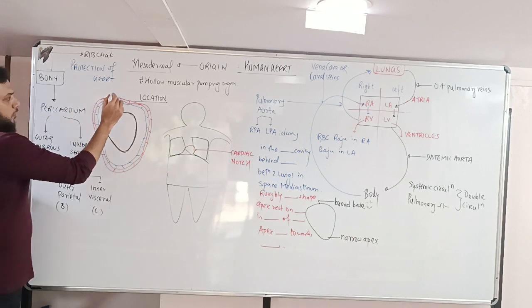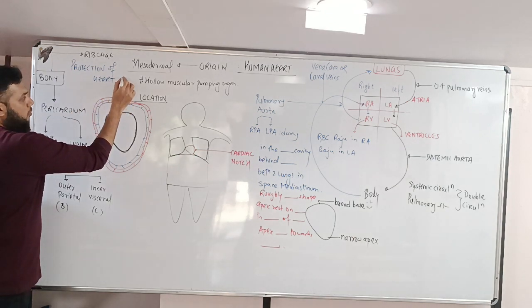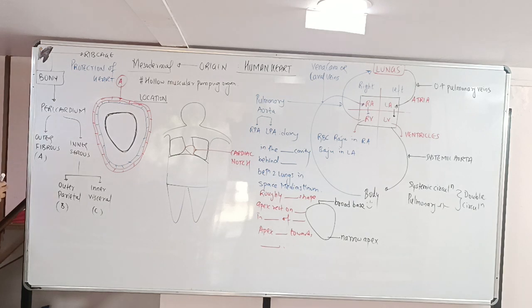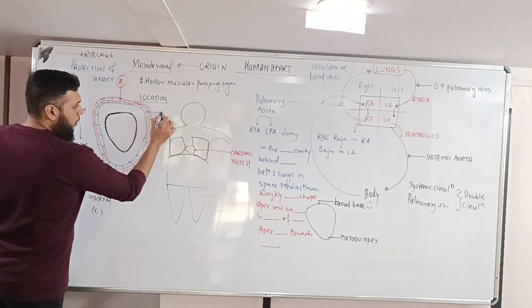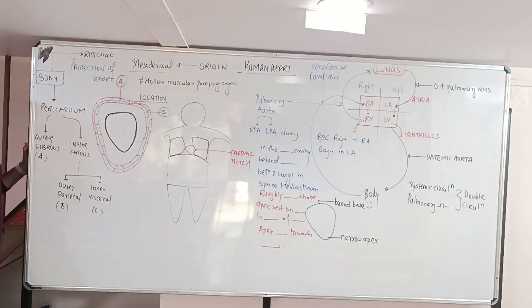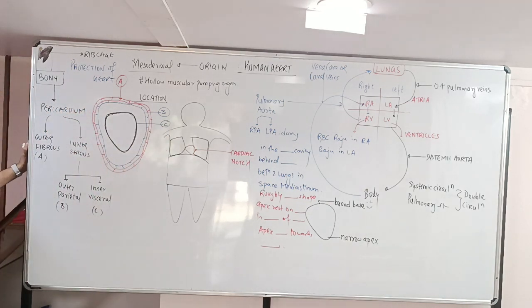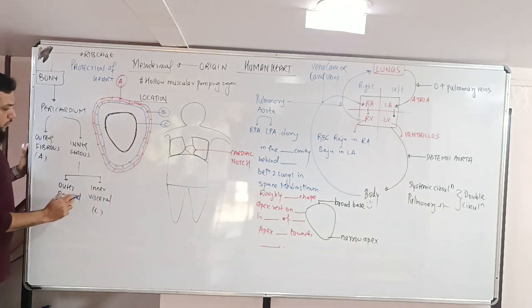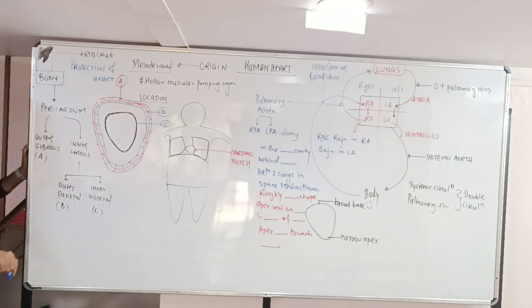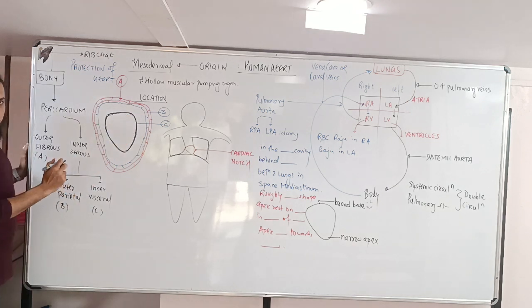Yes. This one. What have I called it? It is outer fibrous. Very good. Now, look at the B. Who is the B now? Outer parietal. And look at the C. Inner visceral. And B and C together is called inner serous. Do you see a space also? Between B and C. You know what is the space called?